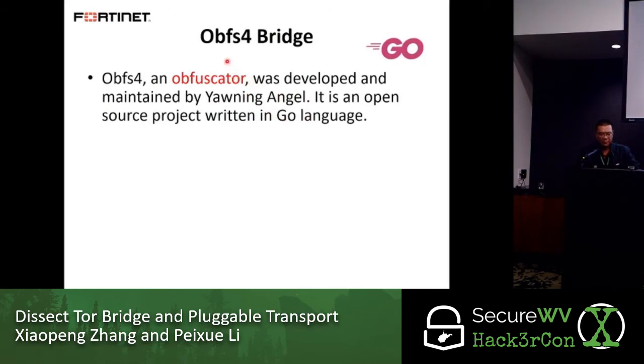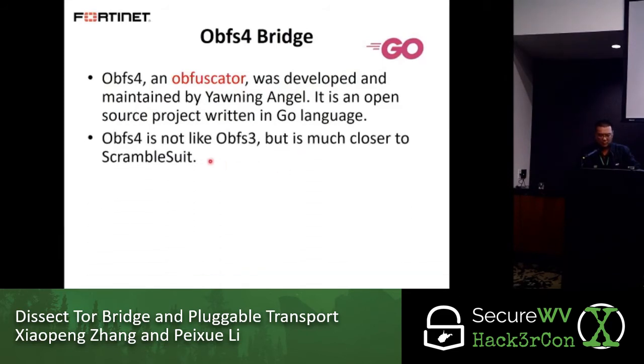OBFS4 is an obfuscator that was developed by Yawning Angel. It's an open source project written in the Go language. OBFS4 is not an upgrade from the OBFS3 bridge, but its implementation is much closer to the ScrambleSuit bridge.